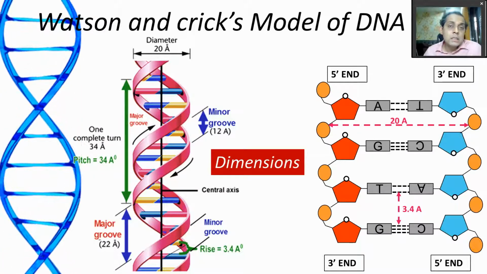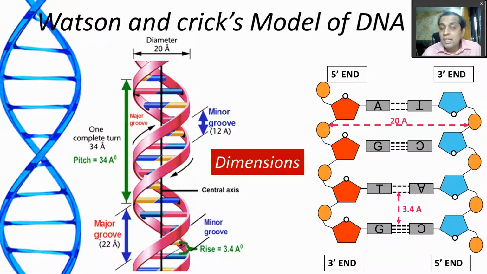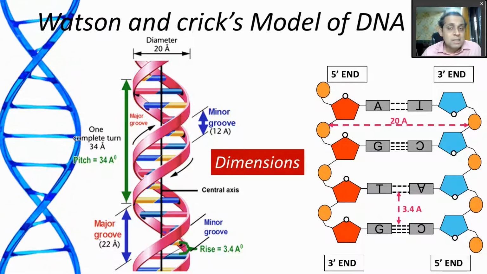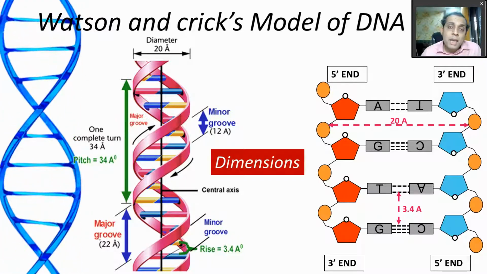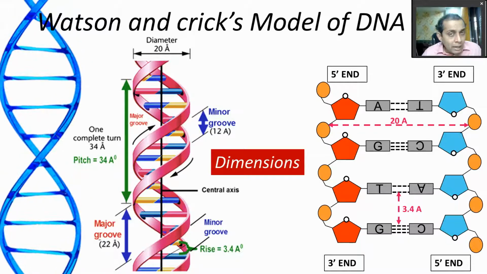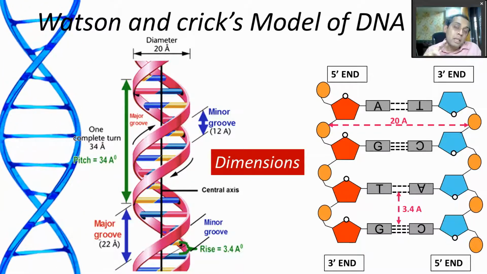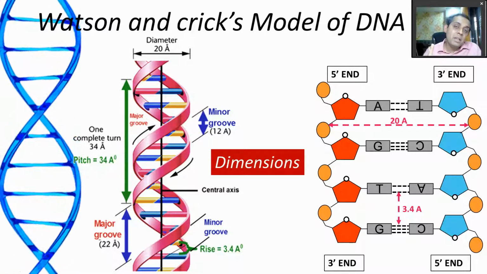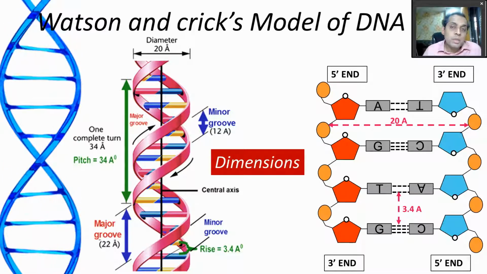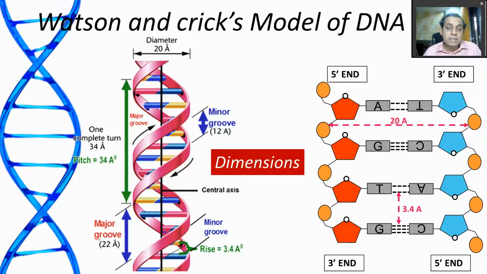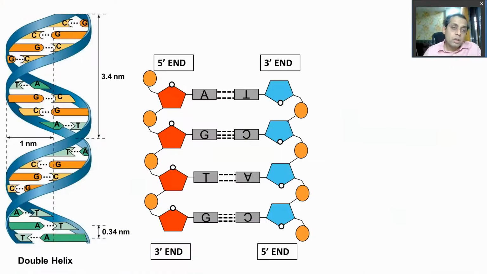Now one helix turns 360 degrees completely. Half a helix is 180 degrees, and what should be the angle of turn between two pairs? Because there are 10 pairs and 10 pairs make 360 degrees, between two pairs it has to be 36 degrees. So those are the dimensions of the DNA.